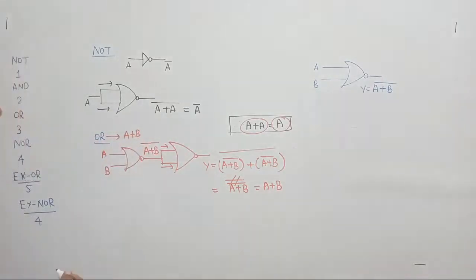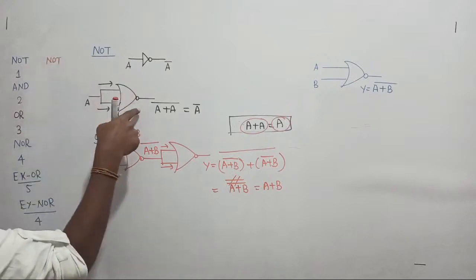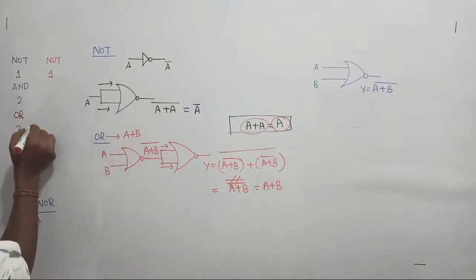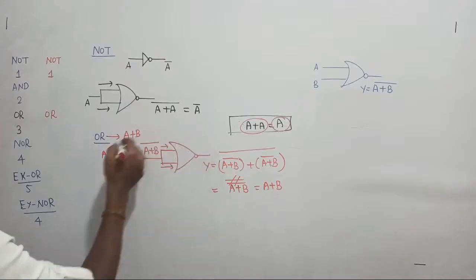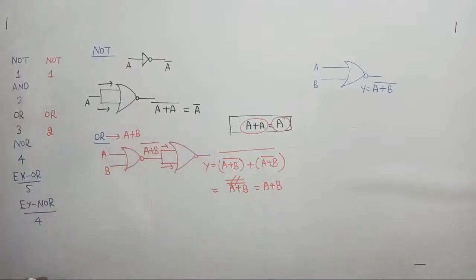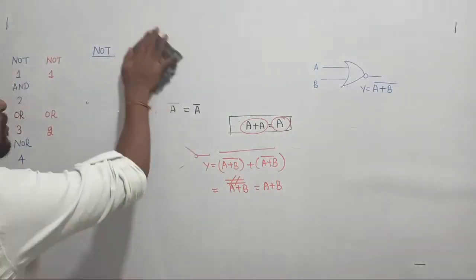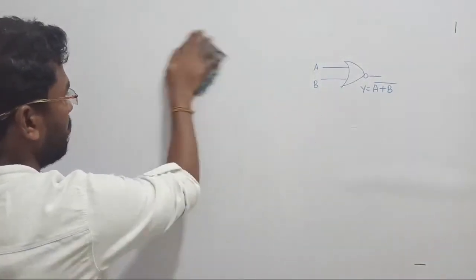How many gates should be required? Let us write. In order to design the NOT gate in terms of NOR gate, I am in need of one NOR gate. In order to realize the OR gate in terms of NOR gate, I am in need of two NOR gates. Let us design the AND gate, right? Let us design the AND gate.